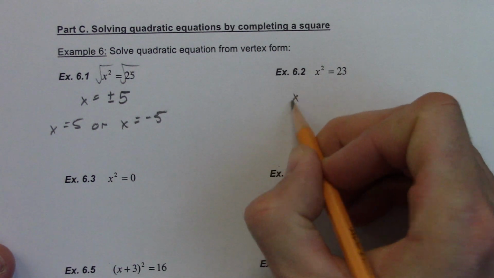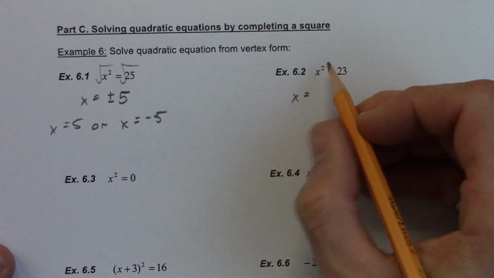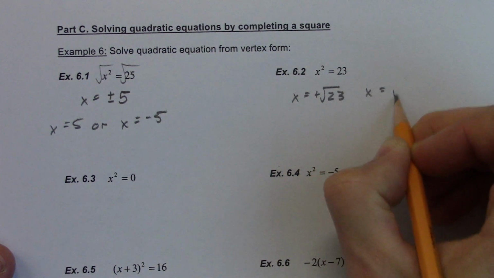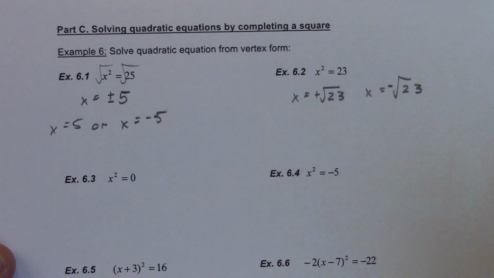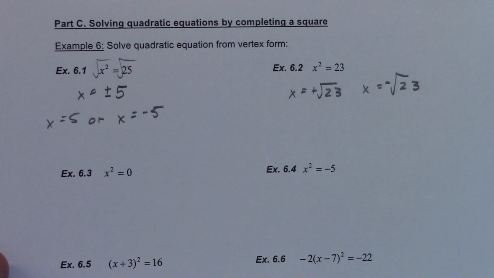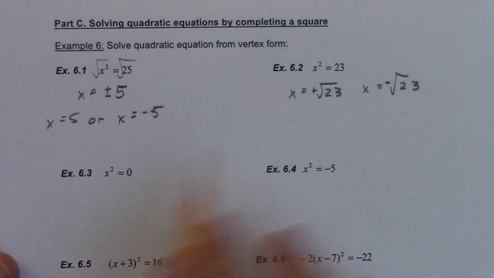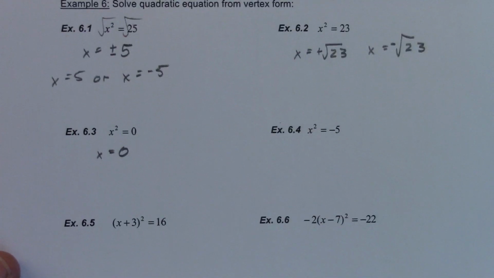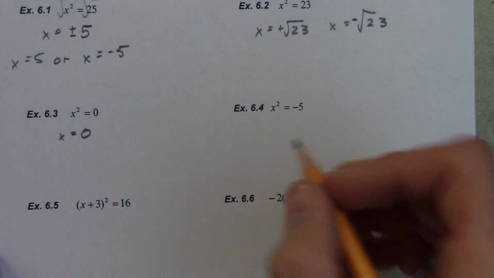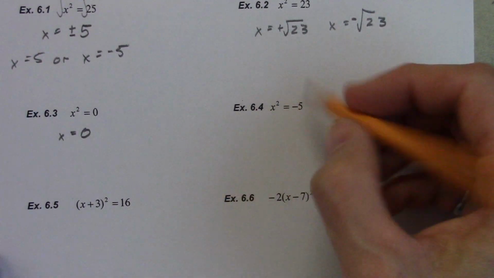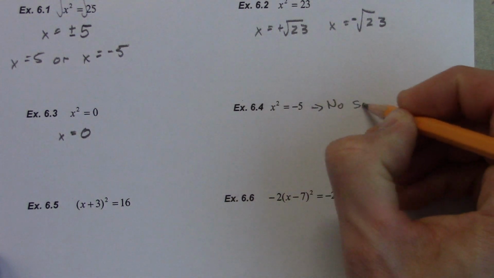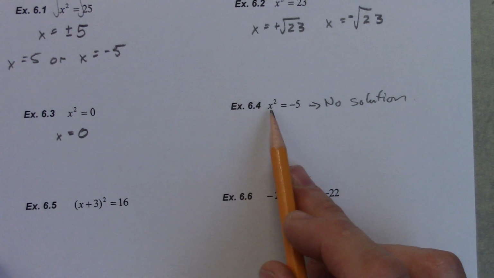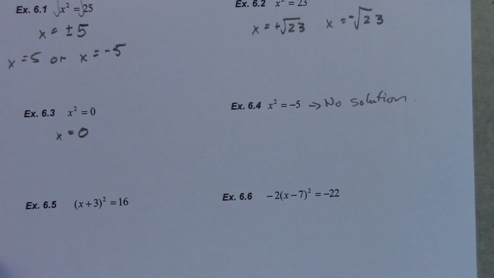For x squared equals 23, x is going to be equal to the positive square root of 23, and x is equal to the negative square root of 23. Okay, this one, x squared is equal to 0. X is going to be equal to 0. That's it. There's no other answer. This one, x squared is equal to negative 5. This has no solution. There's no number that multiplies by itself to give you a negative 5.